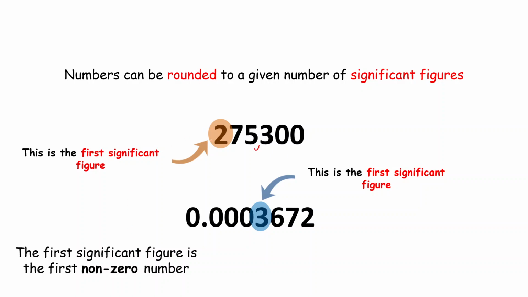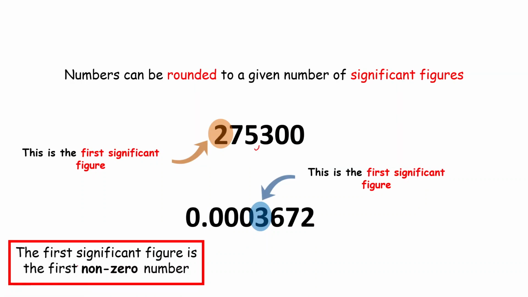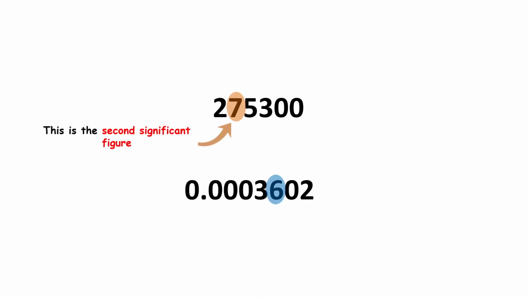Okay, so in this case, the 2 is your first significant figure because it's your first non-zero number, and the 3 is your first significant figure here because it's your first non-zero number. I would definitely make a note of that bit in red if you need to. So if I've got this number again, the 7 here is going to be your second significant figure, and similarly down here, the 6 is your second significant figure. It's your second number that is significant.